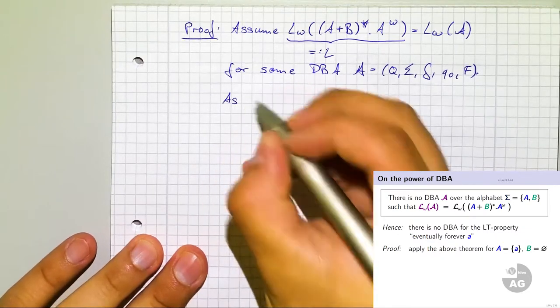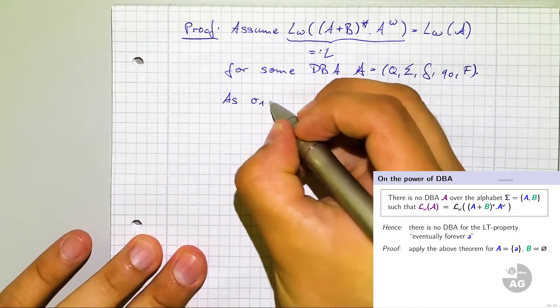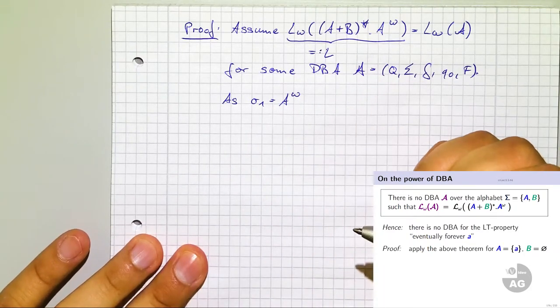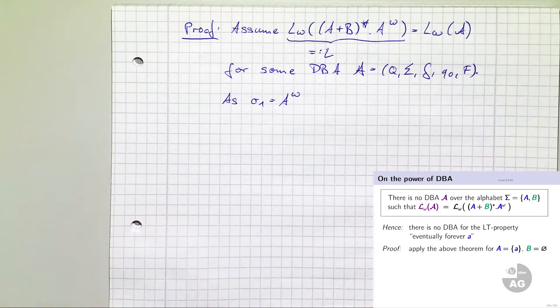Let's look at some word, call it sigma 1. And it's the word we pick A to the omega. Now, is A to the omega in our language or not? In L.